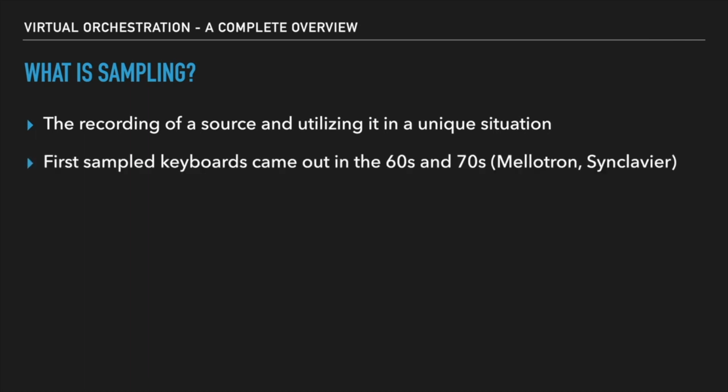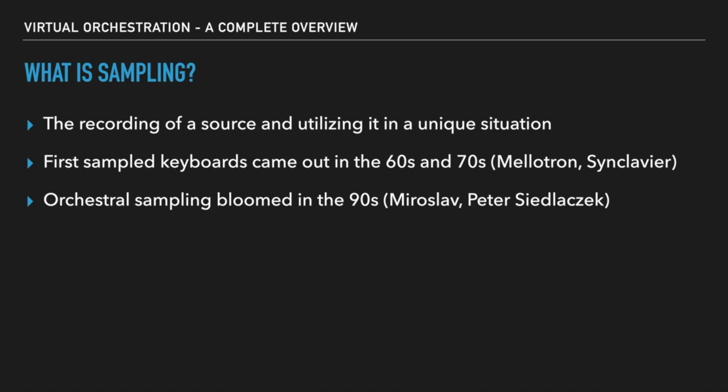The first sampled keyboards came out in the 1960s and the 1970s. Examples include the Mellotron and the Synclavier keyboards. Those were some really iconic samplers. Then orchestral sampling kind of bloomed in the 90s. So you have libraries like Miroslav and Peter Siedlaczek. Sorry, I'm totally mispronouncing that, but they were kind of pioneers in the industry.